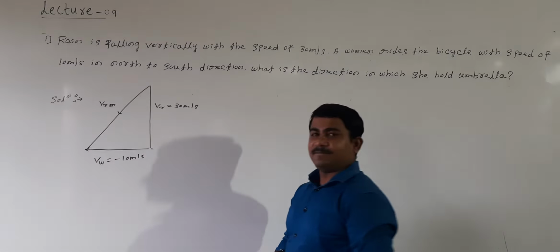How long does it take to cross 1 km wide? Actually, what is the width here? The river is in this direction. This is the width, directly. How to take the width? Width equal to 1 km.